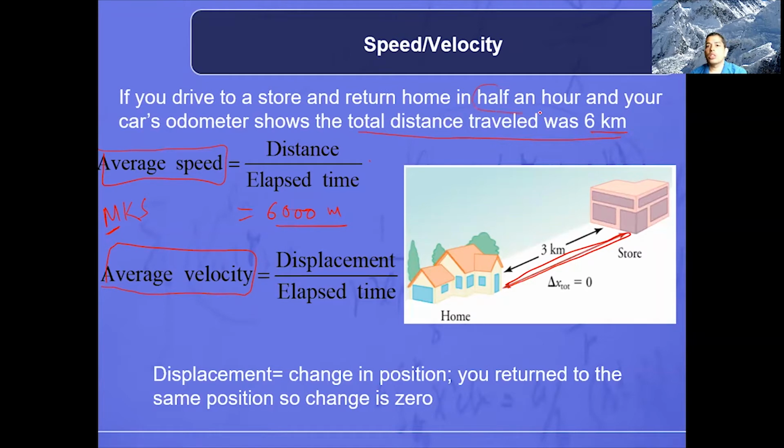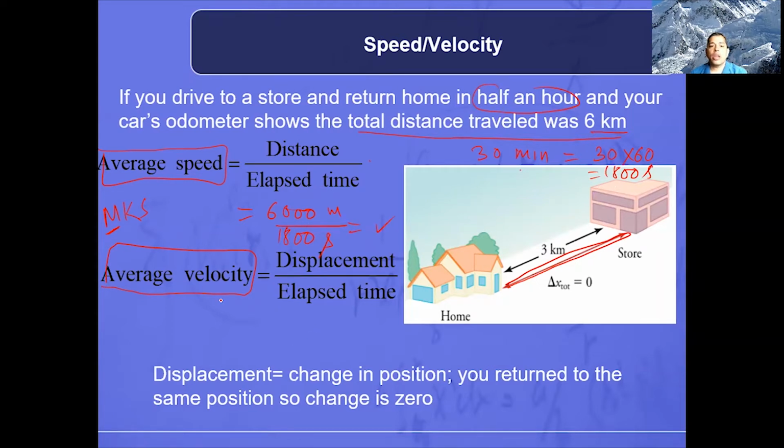Half an hour, 30 minutes. So 30 minutes, which is how much is that? 30 times 60, right? So 1800 seconds. All right, 1800 seconds. Okay, so you can simplify this, that's your answer.